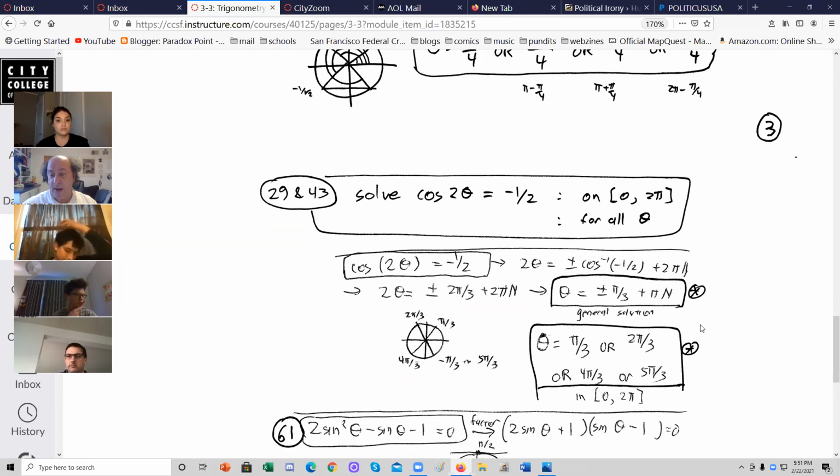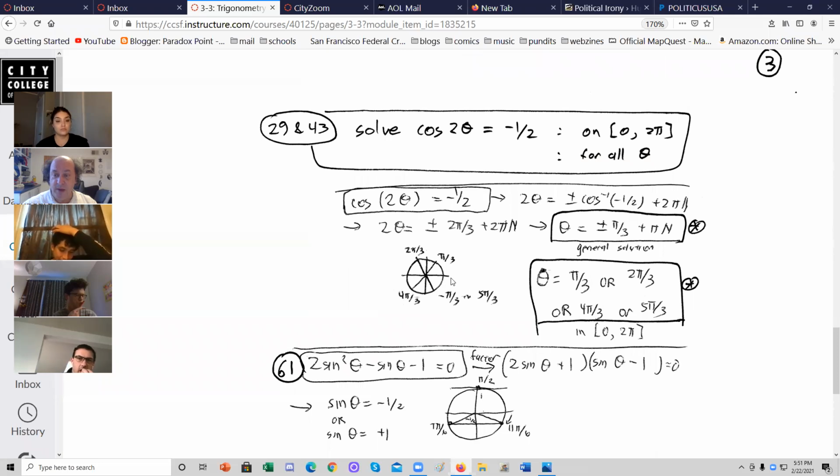Okay, and then if you look over the possibilities, you'll get pi thirds, plus 90 degrees more than that is 2 pi thirds. 90 degrees from that is 4 pi thirds. And then 90 degrees from that is 5 pi thirds. So there you go. Pi over 3, or 2 pi over 3, or 4 pi over 3, or 5 pi over 3 in the unit circle.